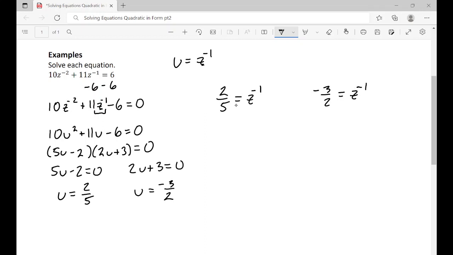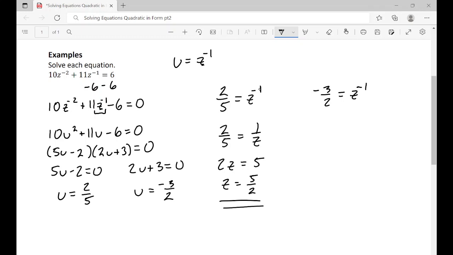So what do we do? Well, can't do much with a negative exponent. I don't like it. So what I'm going to do is bring it into the denominator and make it positive. So 2 over 5 equals 1 over z. And now I'm going to do cross multiplication. Multiply z up here, multiply 5 over here, and I'm going to get 2z equals 5. And then divide by 2, z equals 5/2. So there's my first answer.